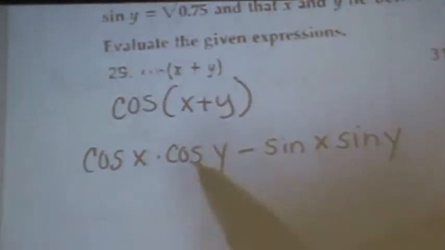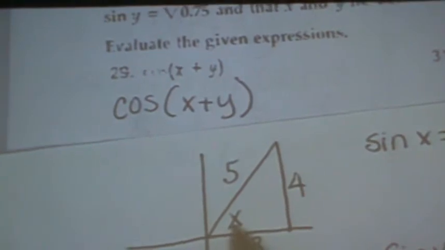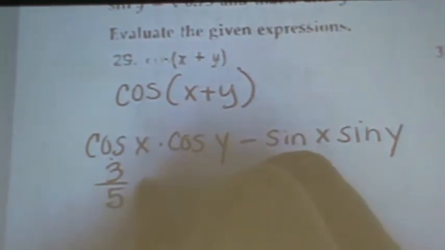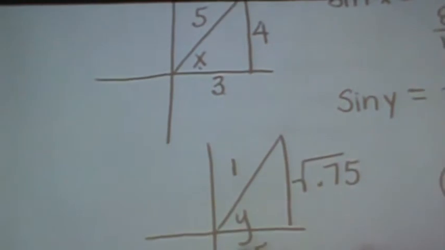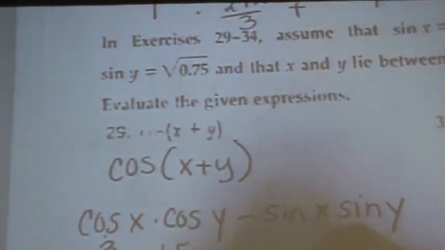So now, your identity, we're going to use this information to fill in the information here. The cosine of x, we're going to go to triangle x. The cosine of x is 3/5. Now we go to y. Cosine of y would be 0.5 over 1, or you could say 1/2 if you wanted to.